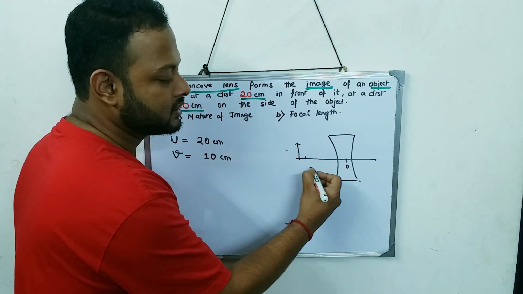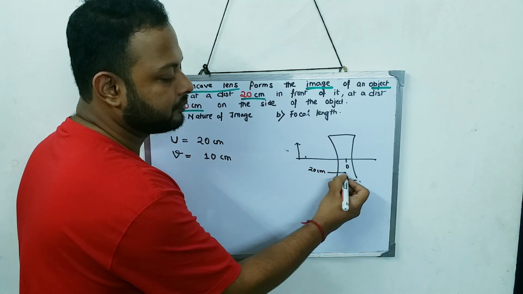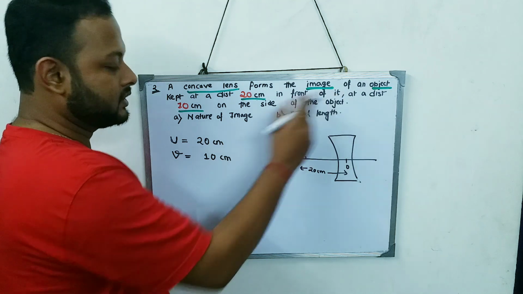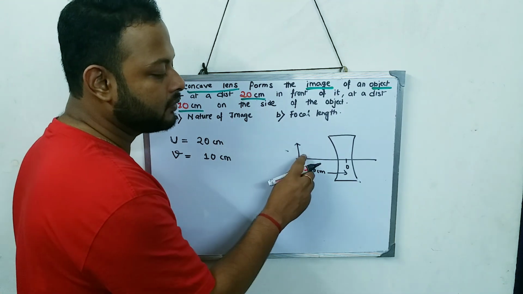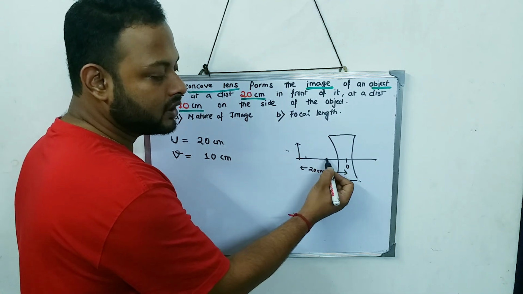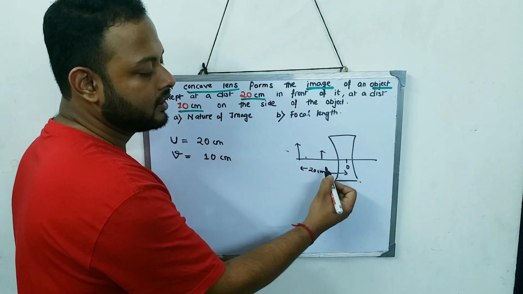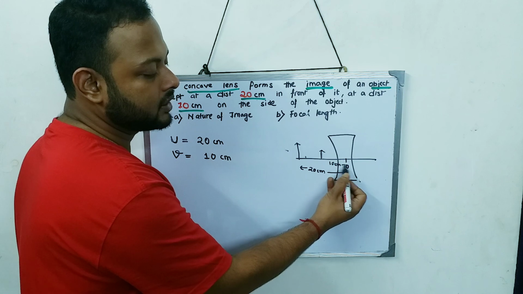The object is kept at a distance of 20 centimeter. My image is kept at a distance of 10 centimeter. So where will 10 centimeter be? 10 centimeter will be closer to the lens. So my image is like this. It is at a distance of 10 centimeter.